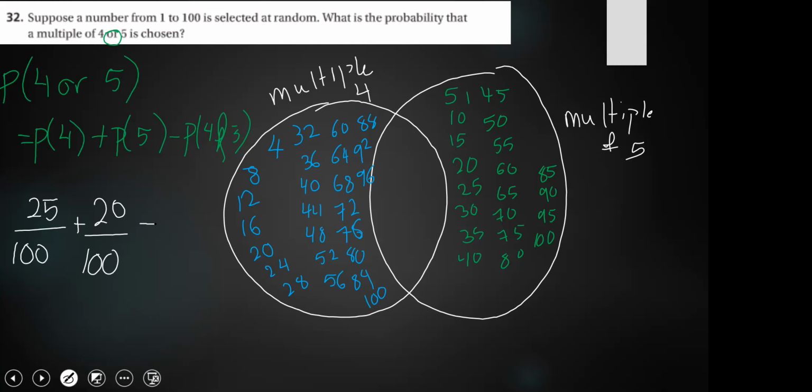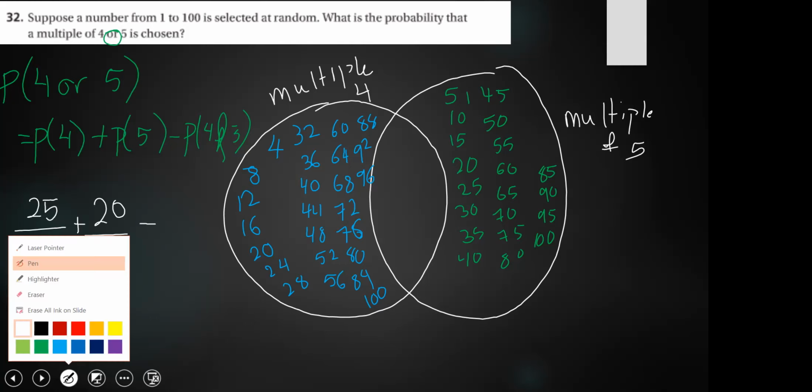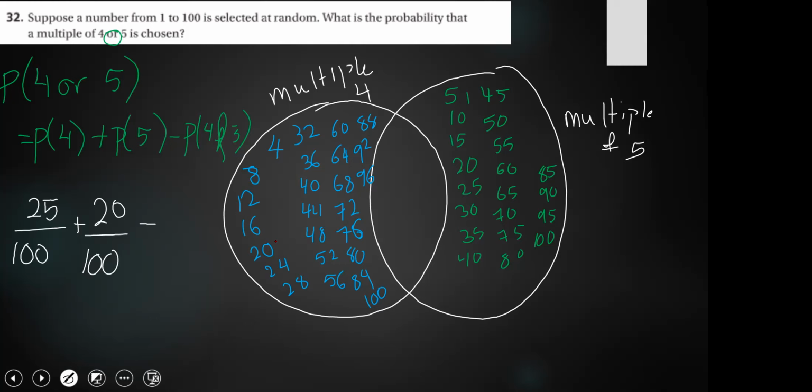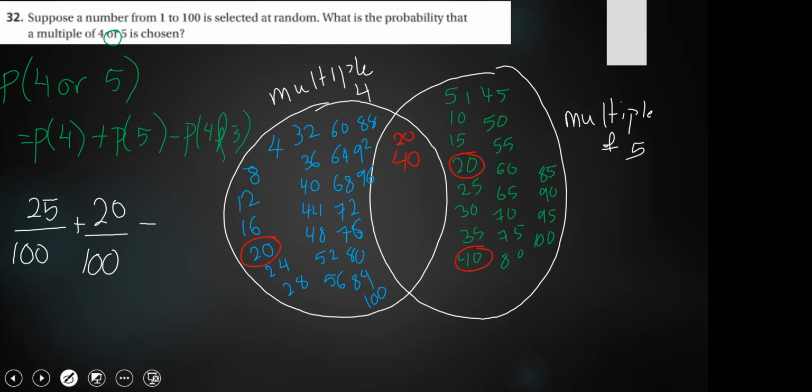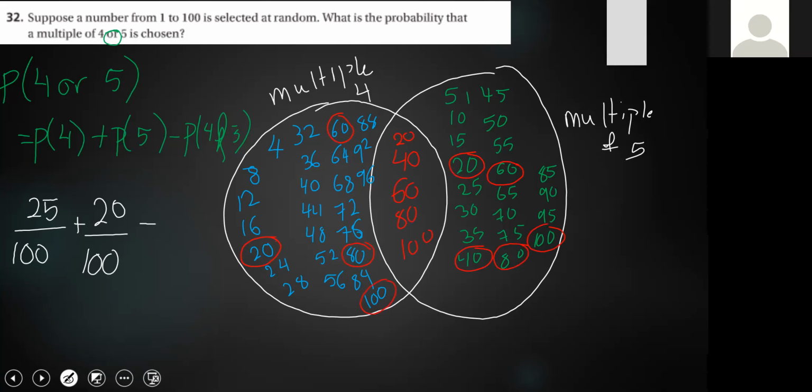Let's now put them in this circle with the red color. The first one is 20. 20 is here and here. What else? 40. It is here. And 60, it is here. And 80. And 100. So it's 1, 2, 3, 4, 5. Since we write them here, 5 over 100.